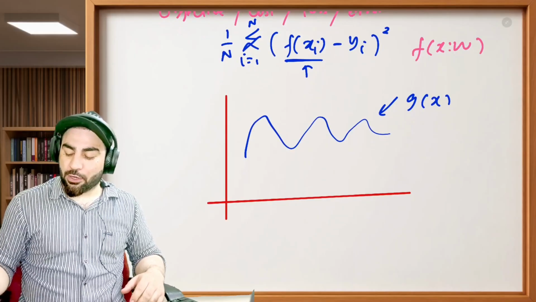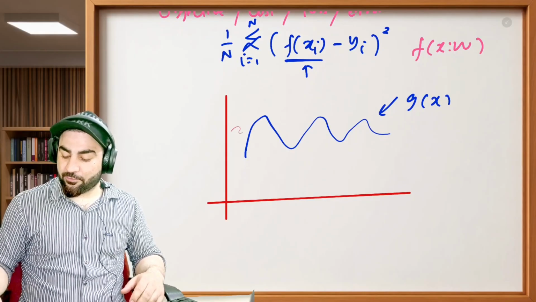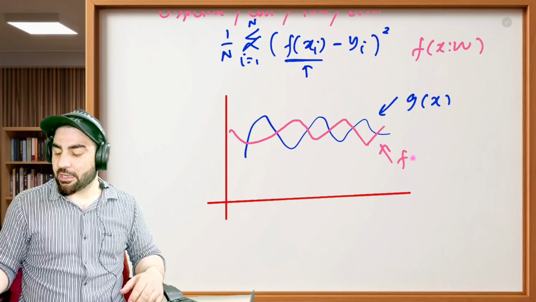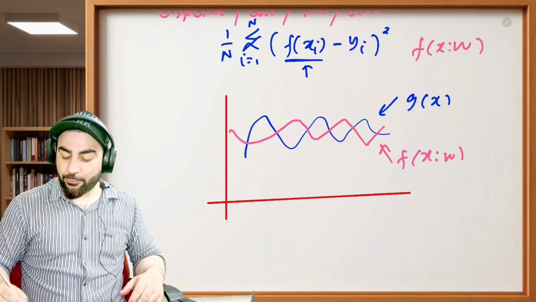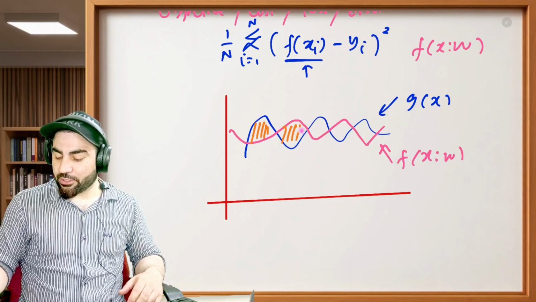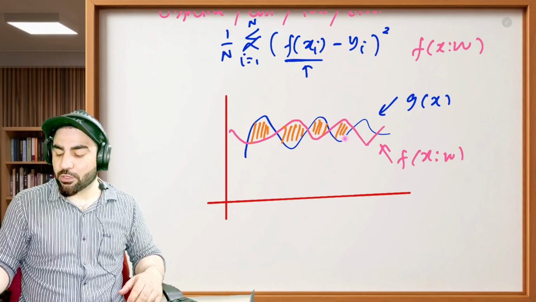Say the model learns this function, something of this sort. So this is f of x, w. This is the model which the model learns. Now if you see this orange portion over here, this is the area between two curves.